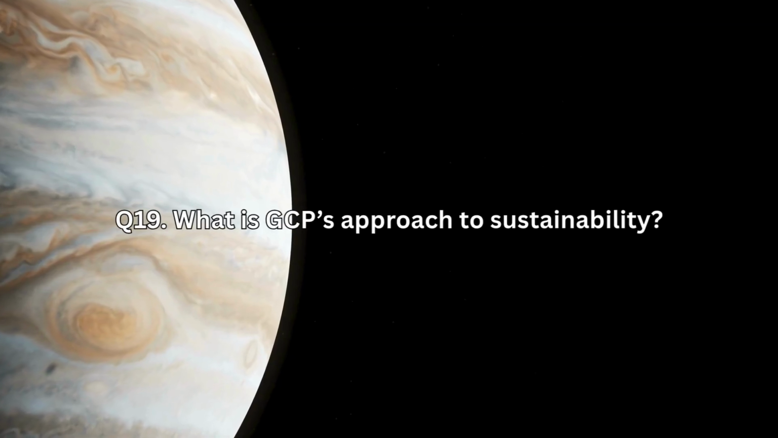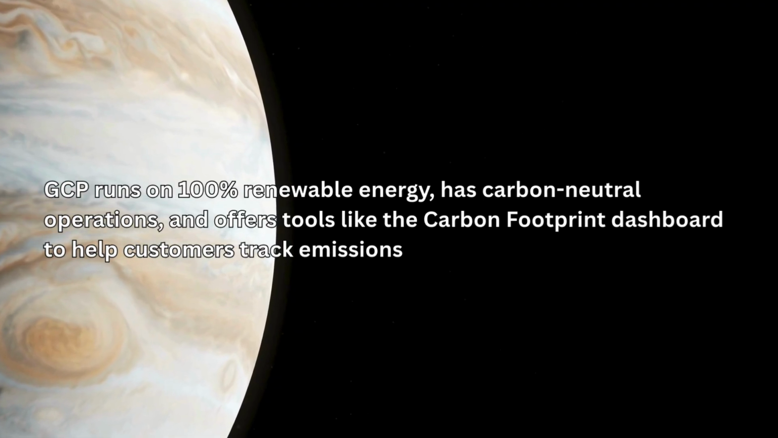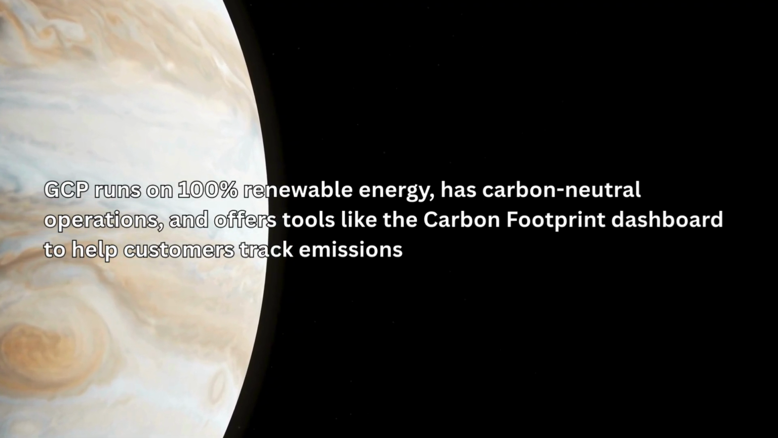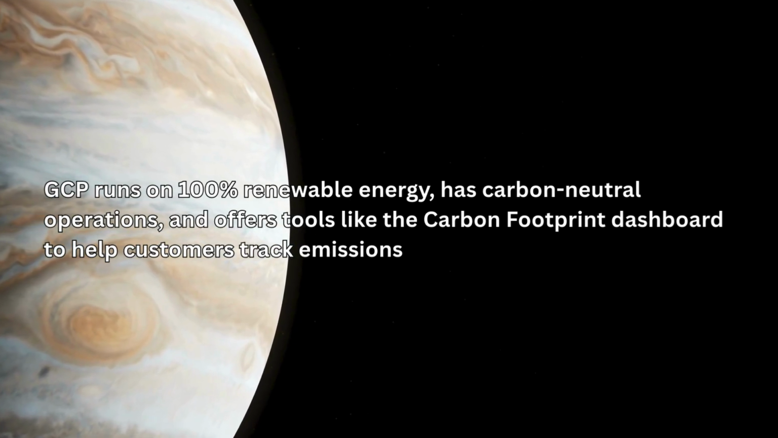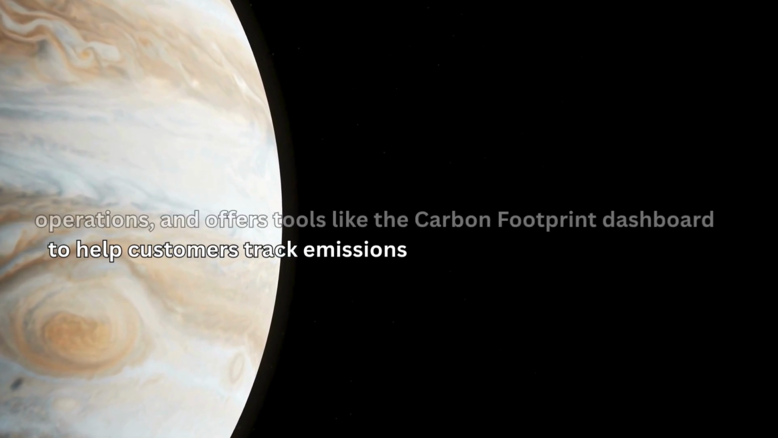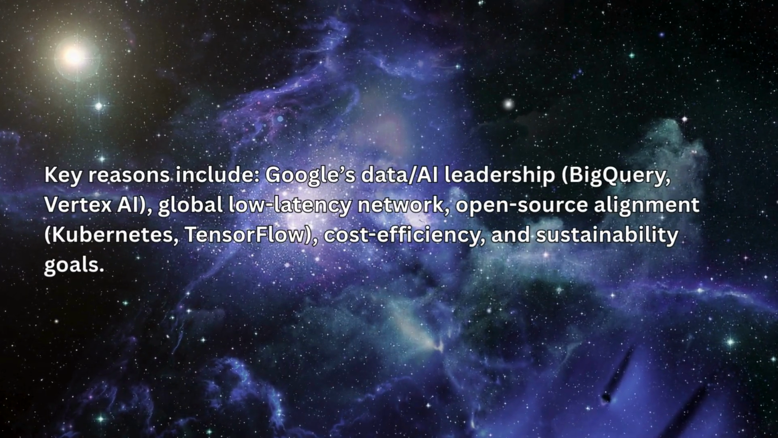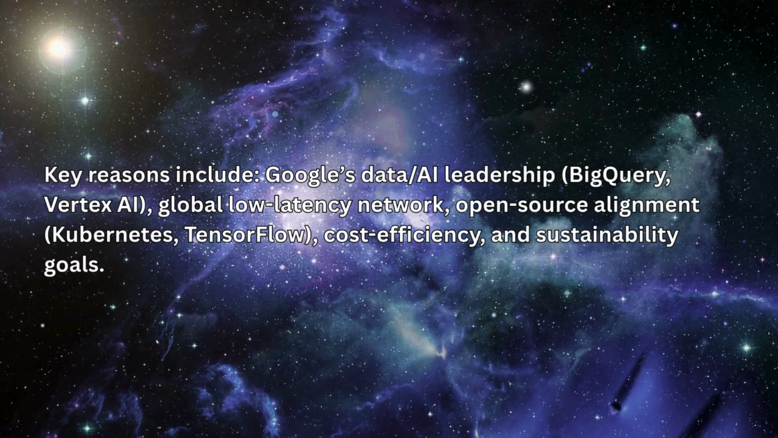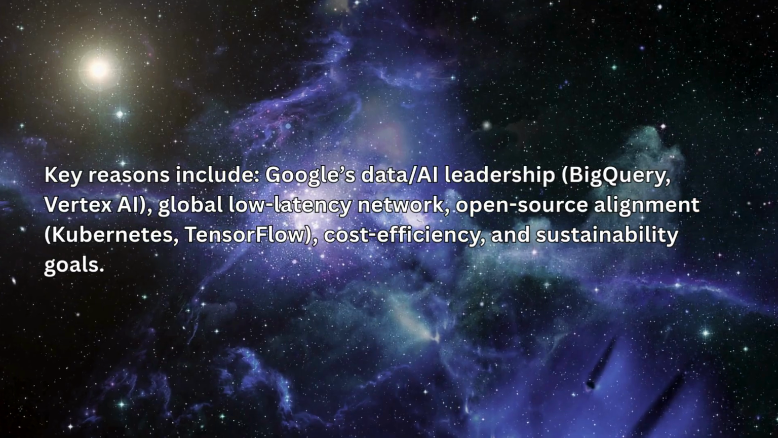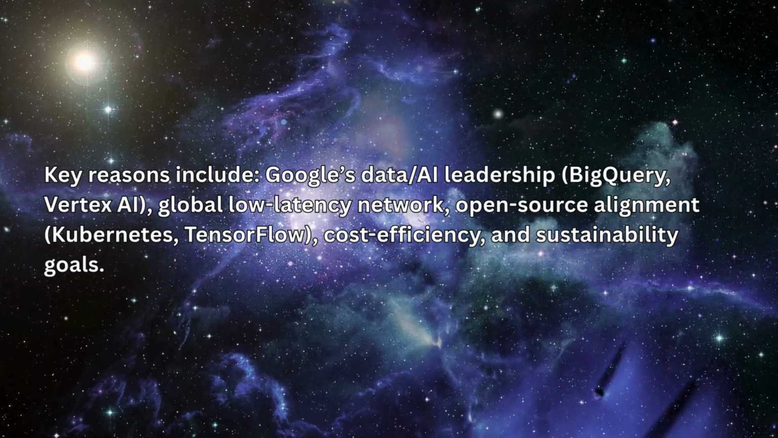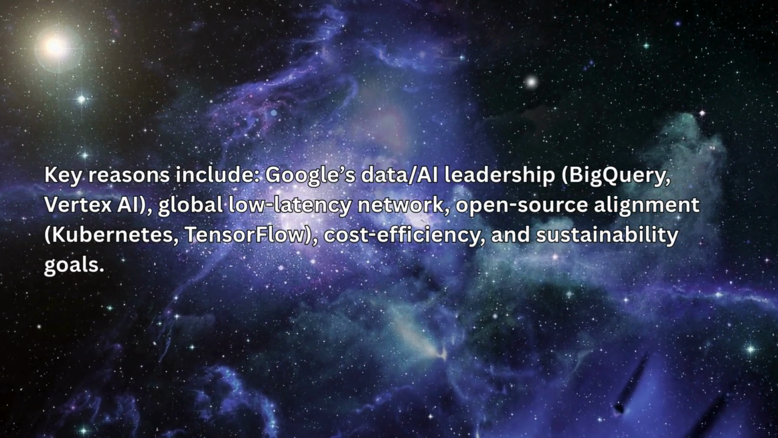What is GCP's approach to sustainability? GCP runs on 100% renewable energy, has carbon-neutral operations, and offers tools like the Carbon Footprint Dashboard to help customers track emissions. Why do companies migrate to GCP? Key reasons include Google's data and AI leadership, like BigQuery and Vertex AI, global low-latency network, open-source alignment, like Kubernetes and TensorFlow, cost efficiency, and sustainability goals.